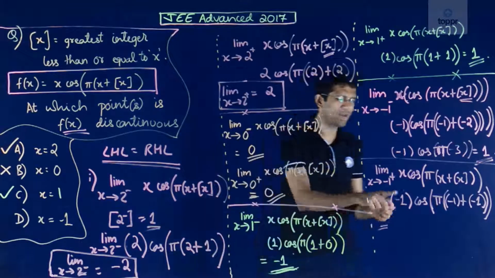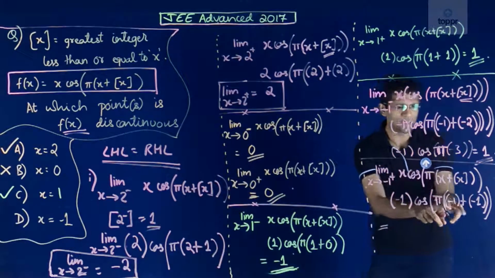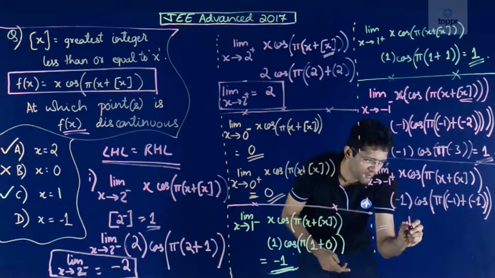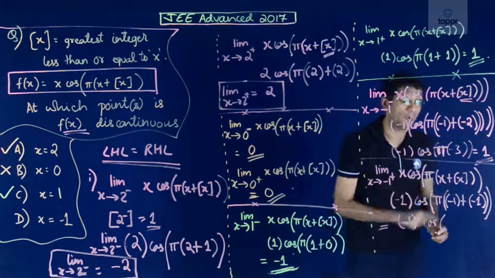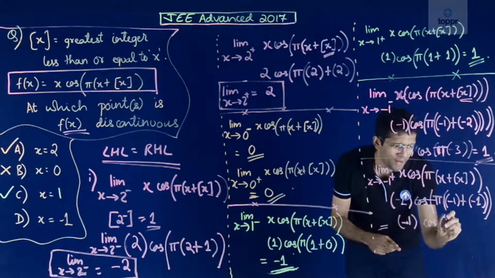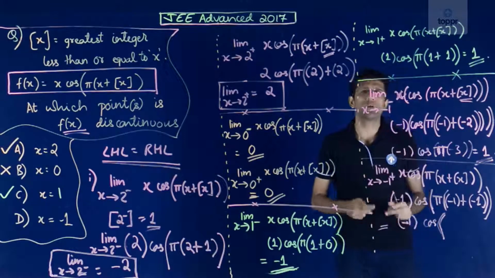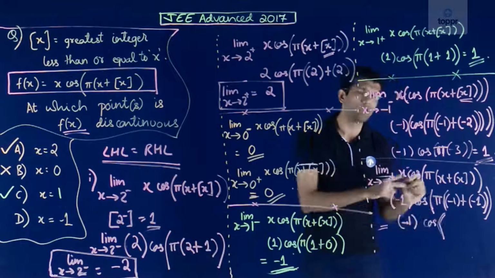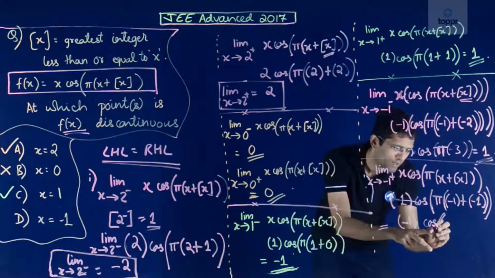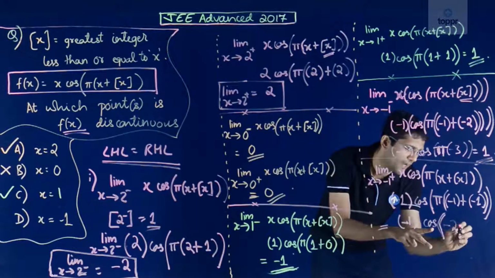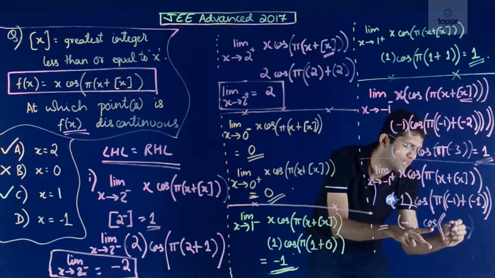We know that minus 1 will be retained. Here we have a minus 2 into pi, so we can write minus 1 multiplied by cosine of minus 2 into pi. Now cosine of minus 2 into pi will be equal to cosine of plus 2 into pi, which will be equal to cosine of 0. And so here we get a minus 1 into cosine of minus 2 pi, which is nothing but cosine of 0.